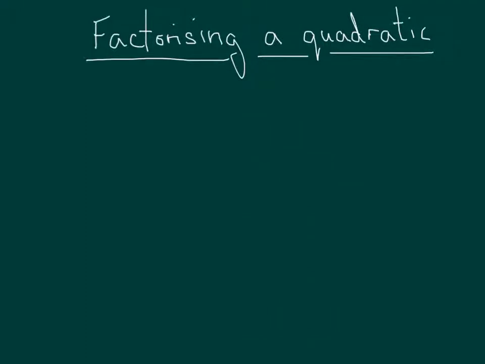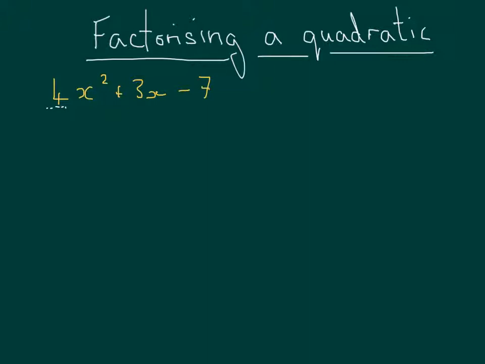We're now going to look at a GCSE A grade question. The question is 4x squared plus 3x minus 7. And I know it's an A grade question because it has a coefficient of x squared. That means a number in front of the x squared.